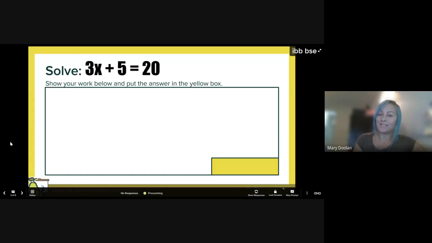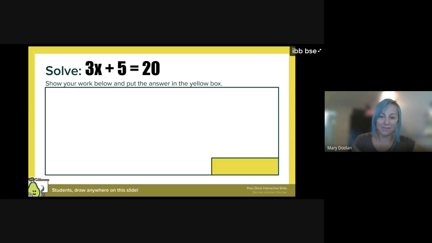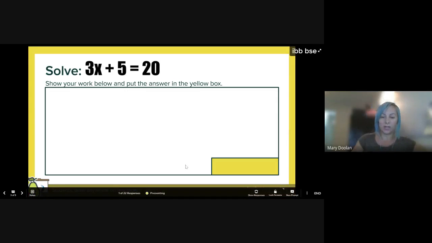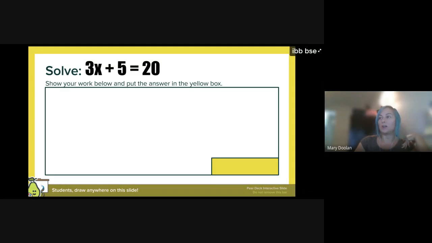So let's see what you guys remember. You're going to toggle back over to that Pear Deck tab, and now I have a problem for you to do. So you can draw on the slide. You're going to solve 3x plus 5 equals 20. I want you to show me what you're doing in the big white box, and then put your answer in the yellow box. All right, so I'll give you a few minutes to do that. You're just going to have to draw with a mouse if you're using one, or your touchpad. You could probably also type out what you're doing. That is another option for you.